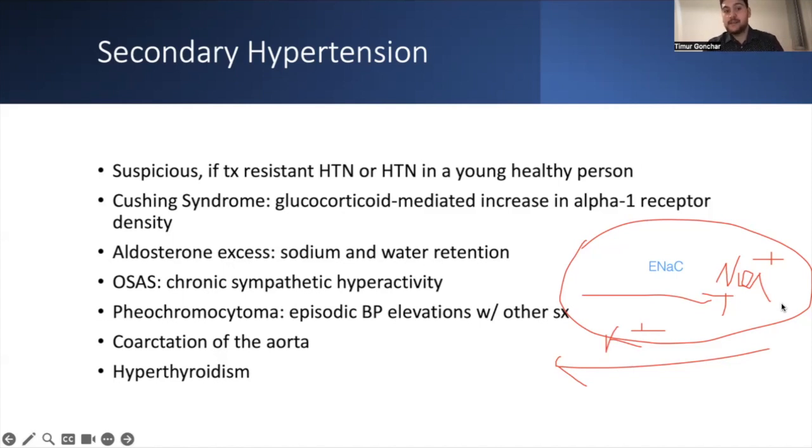Another possible cause is pheochromocytoma, which is another type of adrenal tumor with increased epinephrine production. The patients are going to first experience some other symptoms, including episodic blood pressure elevations, tachycardia, headaches, flushing, sweating, all these symptoms of elevated sympathetic activity.